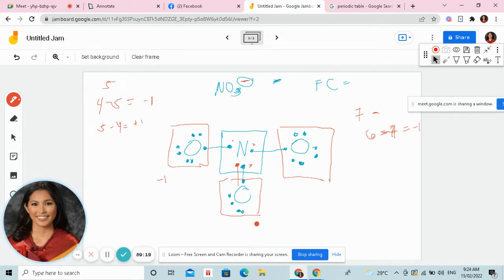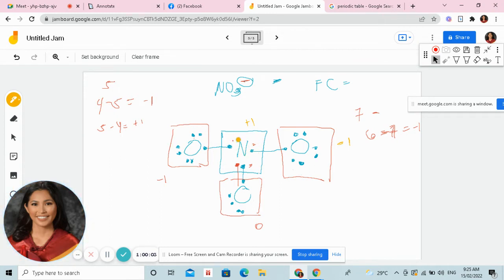6 minus 6, that is equal to 0. So, take note. We have this negative 1 charge here, then here we have positive 1. This is more reasonable because nitrogen has lower electronegativity than oxygen. So oxygen will always take the negative sign because it is more electronegative. We have -1 for the oxygen. The formal charge of oxygen is -1. Now for nitrogen, the formal charge is +1.